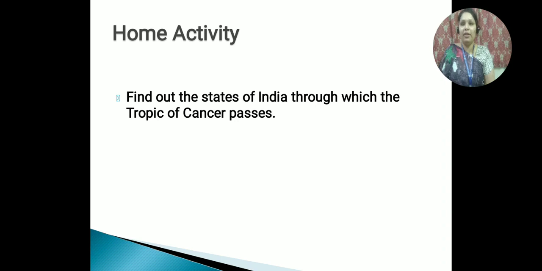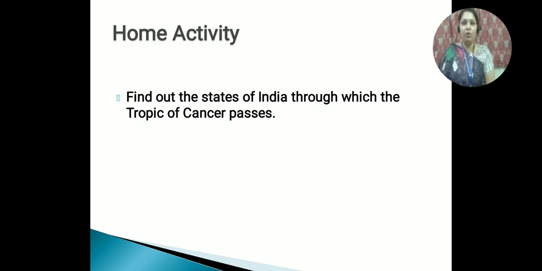Now the home activity. There is a time to do something at your home. All of you have to do some homework. Today's homework is to find out the states of India through which the Tropic of Cancer passes. You can Google, look at a map, a globe, or the internet, and find the states of India through which the Tropic of Cancer is passing.